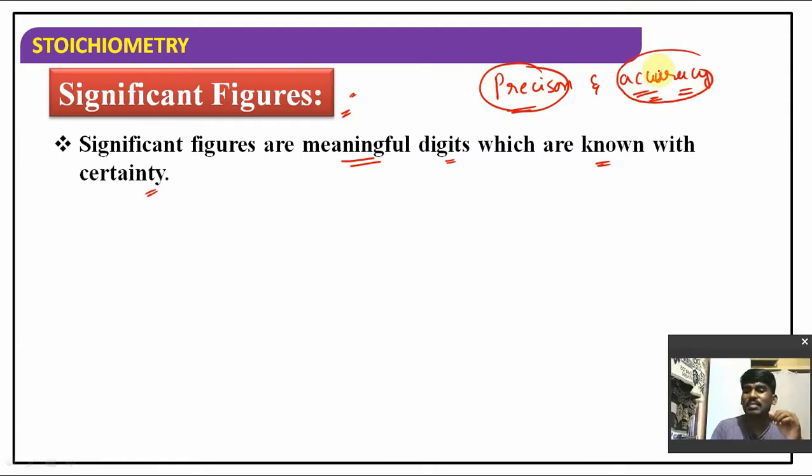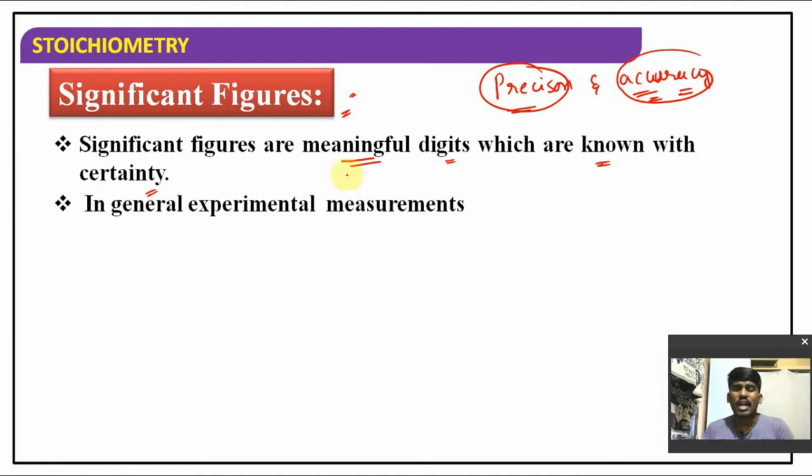Whereas accuracy is the agreement of a particular value to the true value of the result. Agreement of the particular value to the true value means that the experimental value should closely match, or agree with, the true value of the result. It should agree with the true value of the result, guys. Now, significant figures are meaningful digits which are known with certainty.